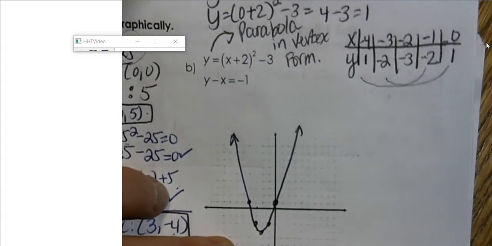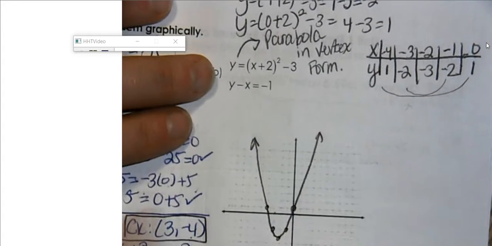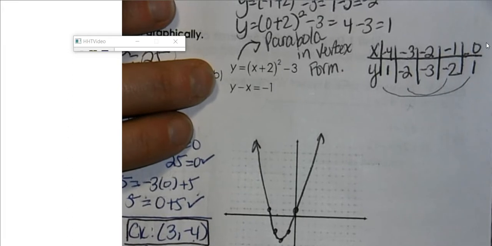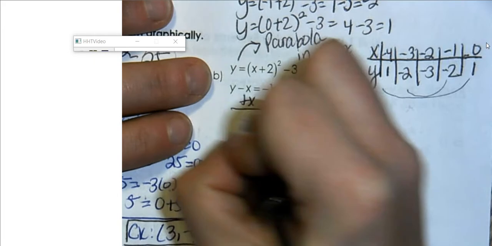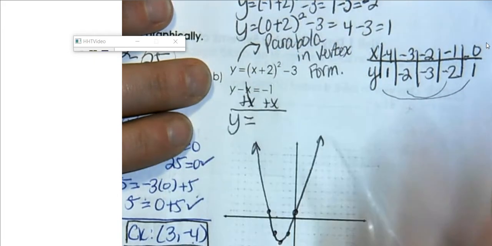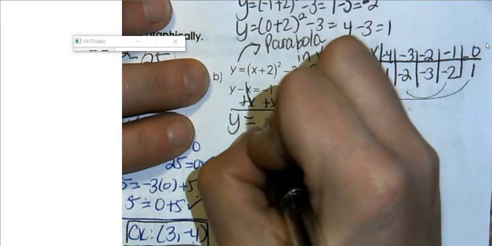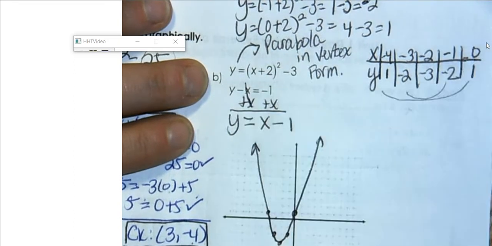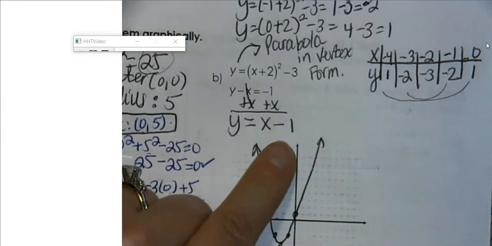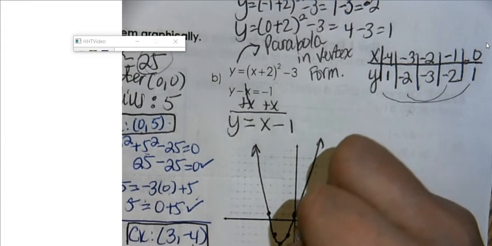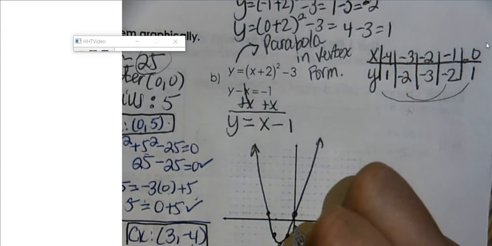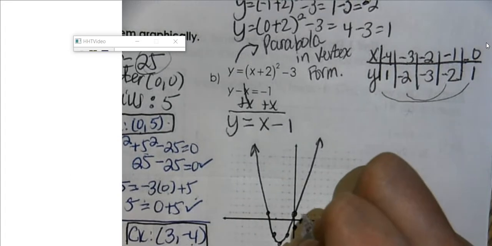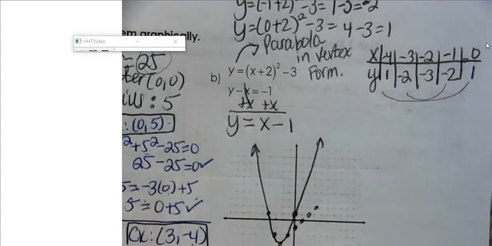So now my next equation, I prefer to turn this into y equals mx plus b. So I am going to add x to both sides so that I end up isolating my y, and I end up with y equals x minus 1. My y-intercept is located at negative 1, and then my slope is positive 1. So I'm going to write 1 over 1, and that's kind of going away from my parabola. So I'm actually going to go the other way.